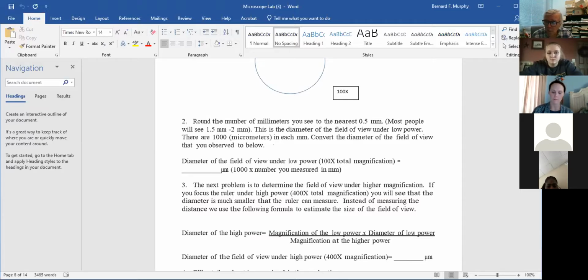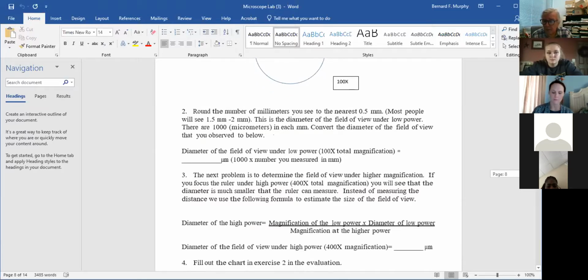Okay, so you physically measure the diameter of the field of view under low power. Then you want to get the diameter of field of view under high power. Well, first of all, why do we even worry about this? Why do we care about what the diameter of the field of view is under the high power objective?